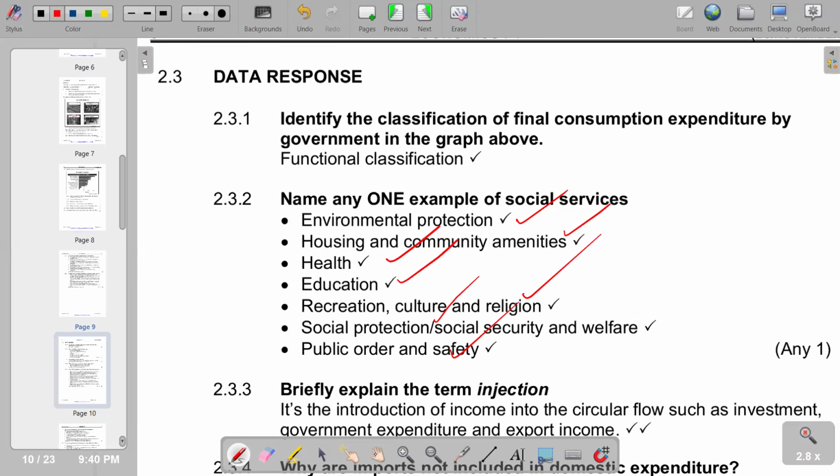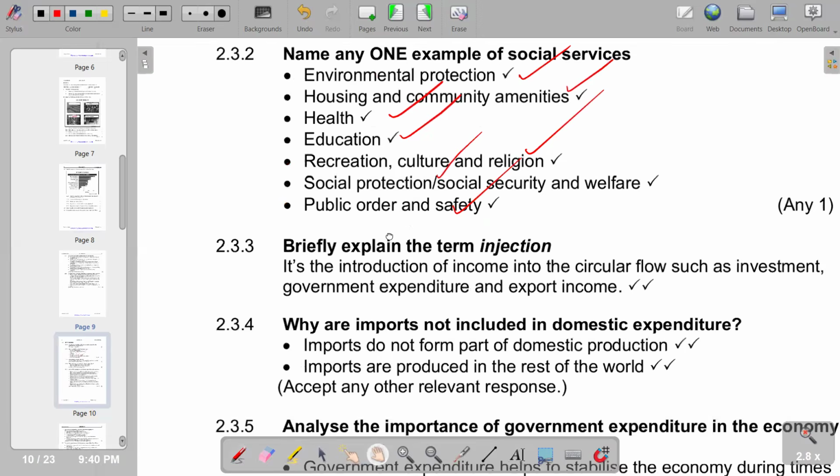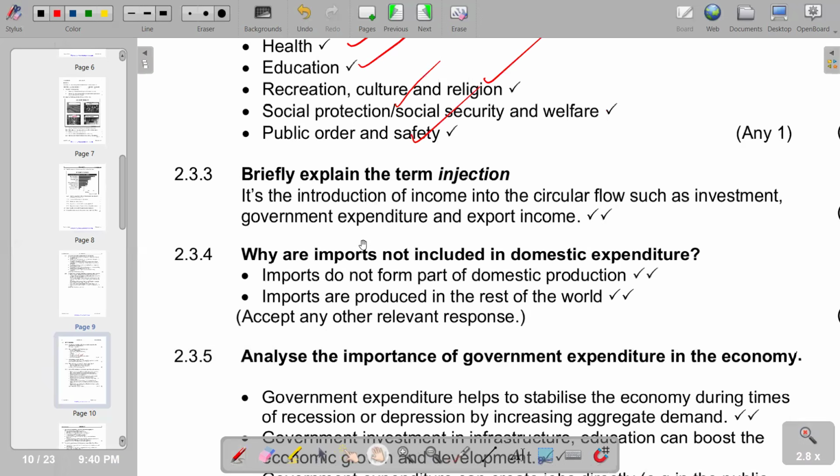So on the next question, it reads, briefly describe the term injection. So injection basically is an addition. It's an addition in the circular flow. So it's the introduction of income into the circular flow, such as investment, government expenditure, and export income. So it is that investment, government expenditure, and export income, they add to the circular flow.